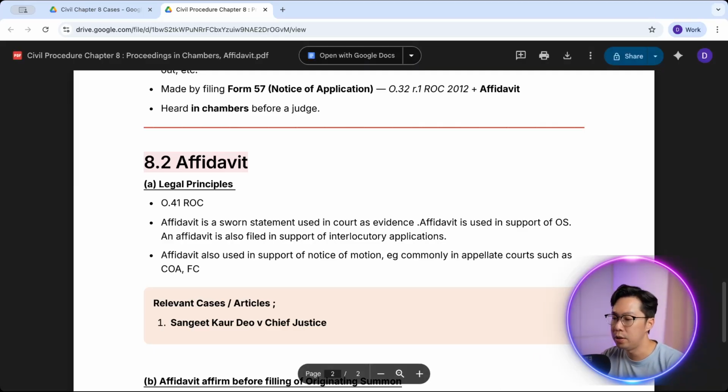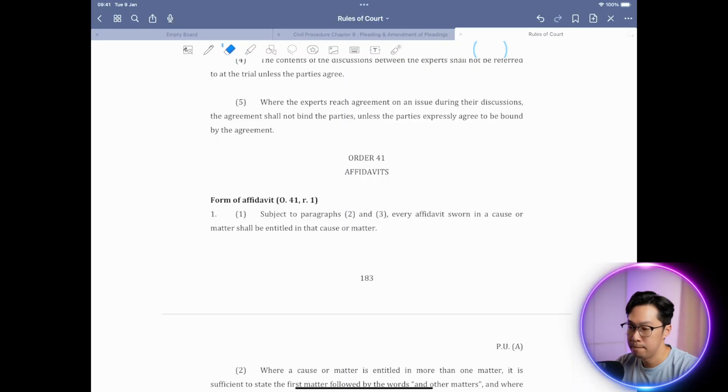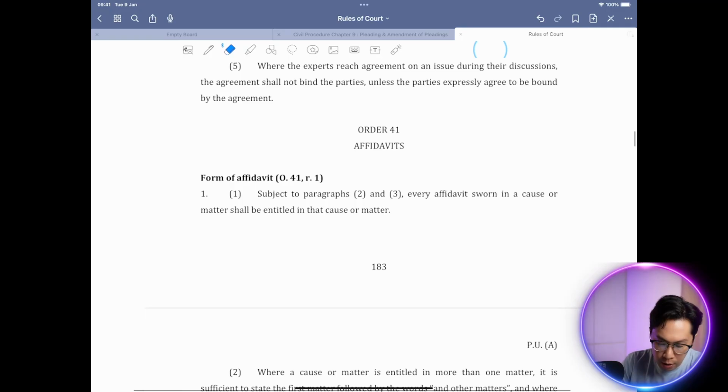Okay, let's share. Wait a minute, you cannot see, right? Okay. Right, let's start.